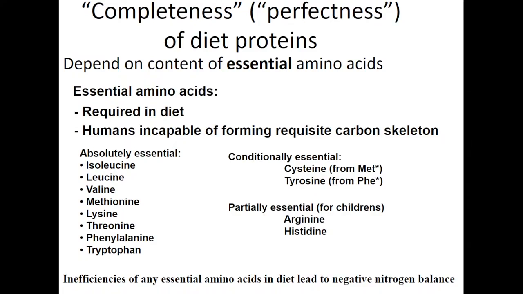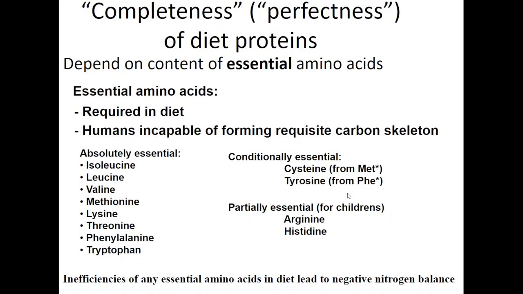Also the positively charged amino acid lysine, and the aromatic amino acids phenylalanine and tryptophan, and threonine, also relatively complex, with an OH and a methyl group. Any other amino acid can be synthesized in our body, but it can be synthesized from absolutely essential amino acids. For example, cysteine can be synthesized from methionine, and tyrosine from phenylalanine. These are conditionally essential amino acids. When there is enough methionine and phenylalanine, they are non-essential, but if the supply is inefficient, they become essential.